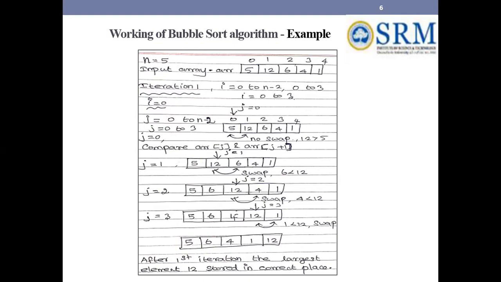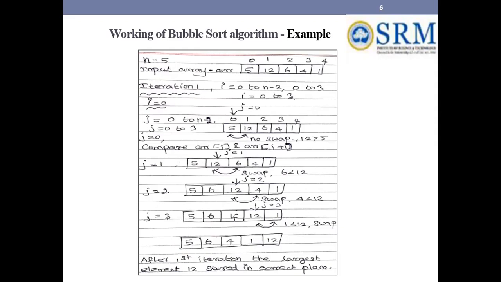Now we will see what is happening in each iteration. In iteration 1, the j value varies from 0 to n minus 2, so 0 to 3. If j is equal to 0, at the 0th place we have 5 and j plus 1 is 12. So 5 and 12, j and j plus 1, are compared. j plus 1 is greater than j. So 5 and 12 are already in ascending order. No need to swap.